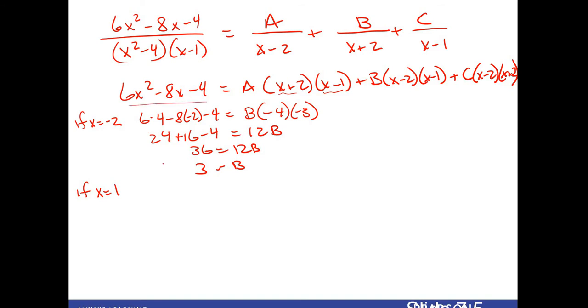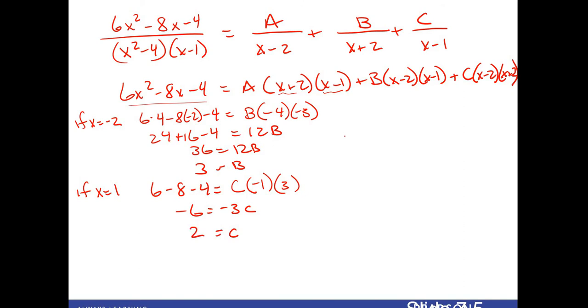So on the left, I would have 6 times 1 minus 8 times 1 minus 4. This becomes 0, the b becomes 0, and I have c times 1 minus 2 and 1 plus 2. So 6 minus 8 minus 4 is negative 6 equals negative 3c, and c equals 2.